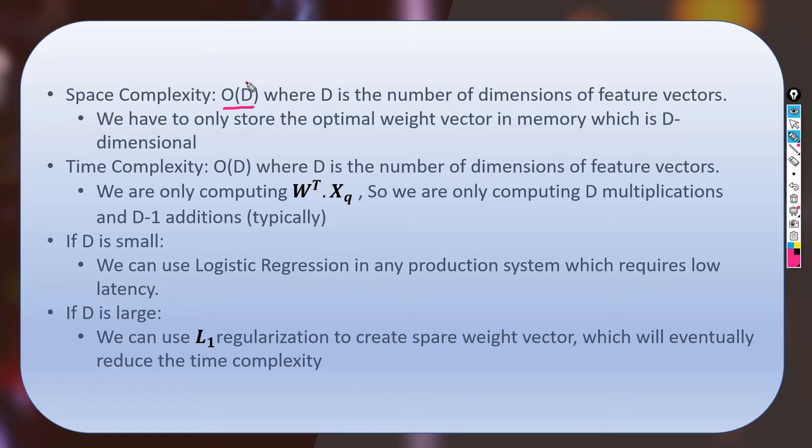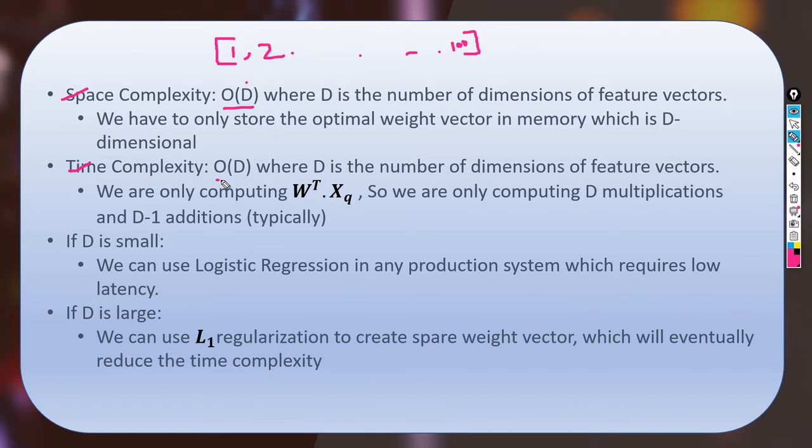So if the feature dimension is say 100, then we only have to store something like a list of 100 elements, right? So that's it. That's why the space complexity is order of D. Okay. Now coming to time complexity.